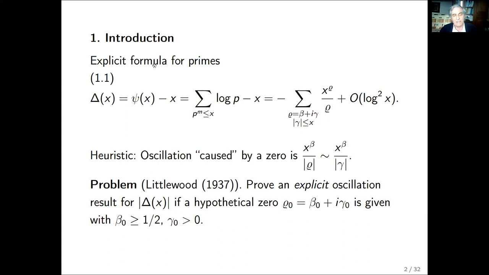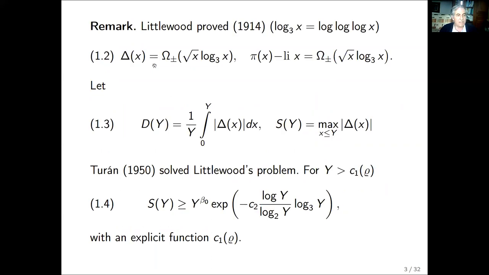So we knew already that this oscillation is at least as large as x to the beta minus epsilon, but the epsilon was not made precise. And what was emphasized by his problem was that this whole oscillation result was ineffective. We can just remark that Littlewood proved already in 1914 that the oscillation of delta x, the remainder term in the form psi x minus x, is even in both directions a little bit larger than square root of x, namely a three times iterated log factor, log x larger. And here is an error because this should be square root x divided by log x.